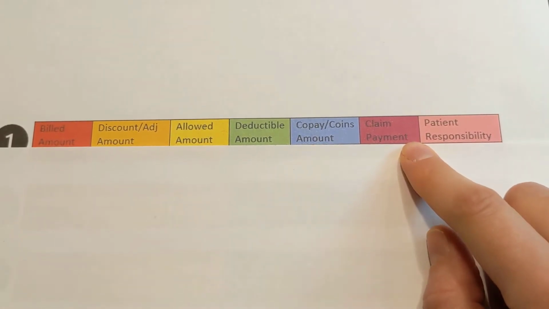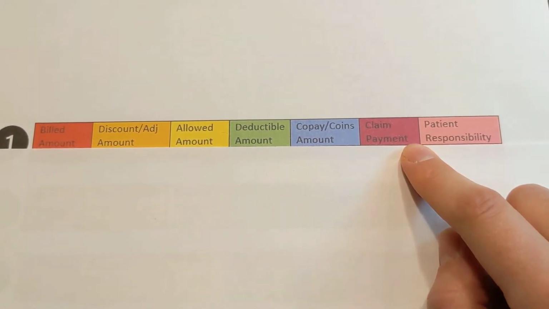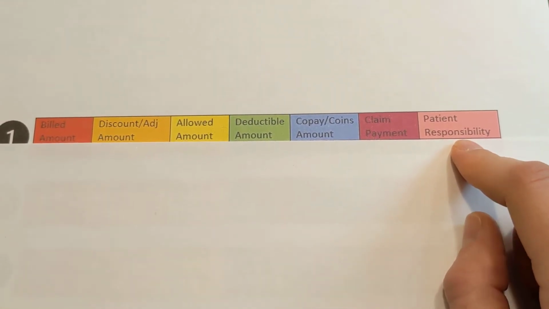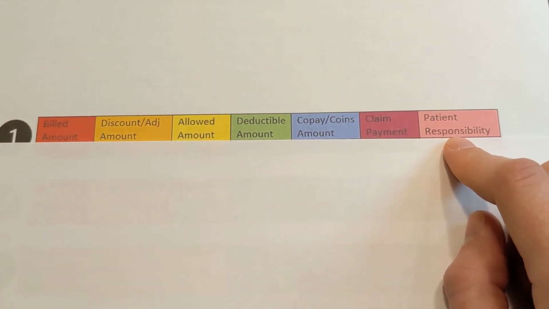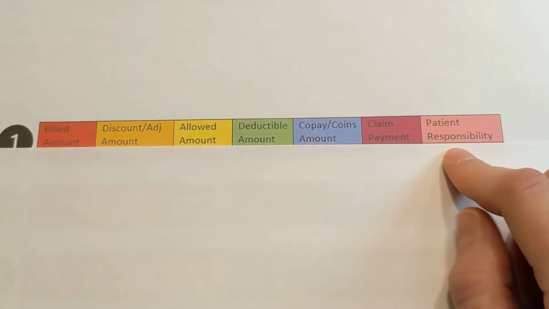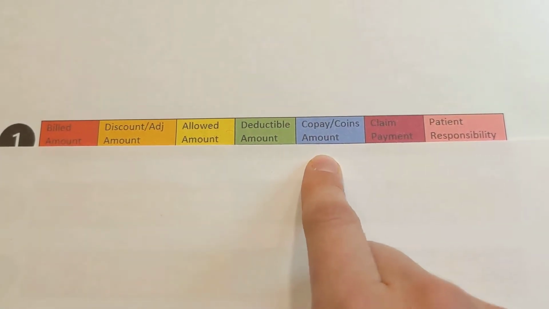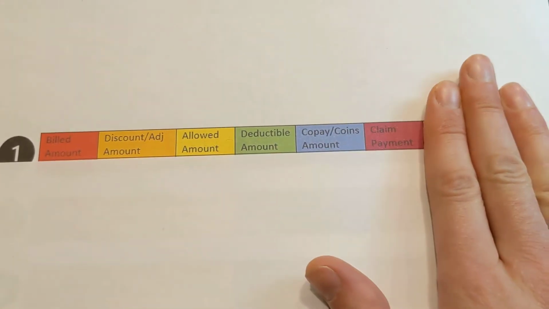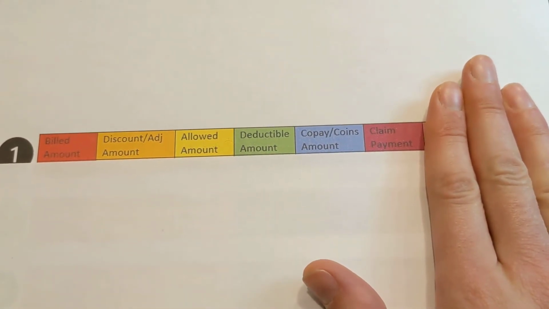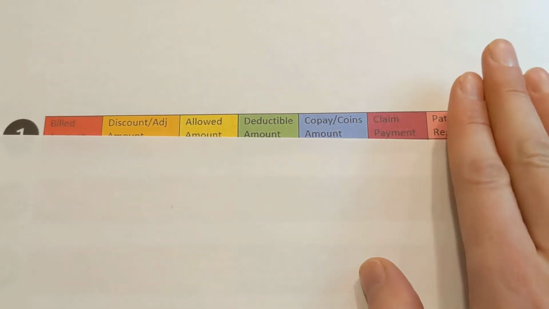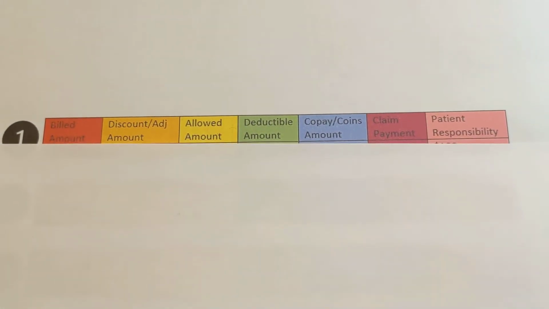Claim payment is the amount the insurance company actually paid the provider. Patient responsibility is not always on the EOB, but this is the amount that you owe out of pocket, and it should match either the deductible amount or the copay coinsurance amount. Again, that may not be there because they assume that you know that the deductible or copay coinsurance amount is your patient responsibility.